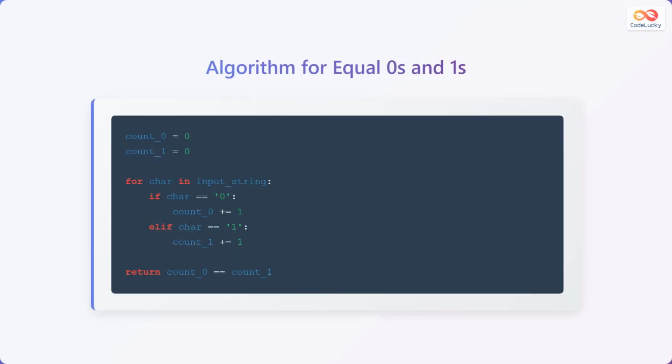Here is a simple algorithm showing you how a Turing machine will check if there are an equal number of zeros and ones. First, initialize two variables named count_0 and count_1 to 0. Then, iterate through each character in the input_string. If the character is 0, increment count_0 by 1. Otherwise, if the character is 1, increment count_1 by 1. Finally, return whether count_0 is equal to count_1.